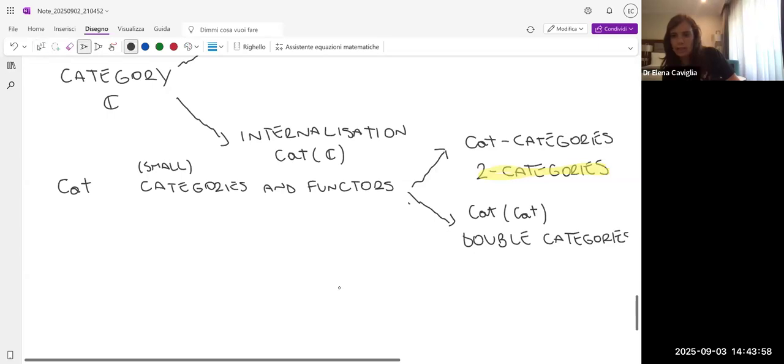Double categories are categories inside the category of categories. And we are going to talk about double categories as well in the next weeks.